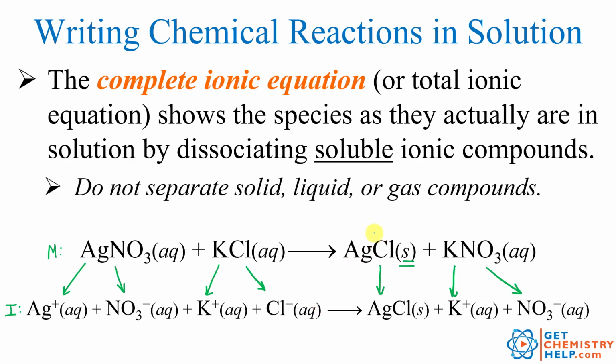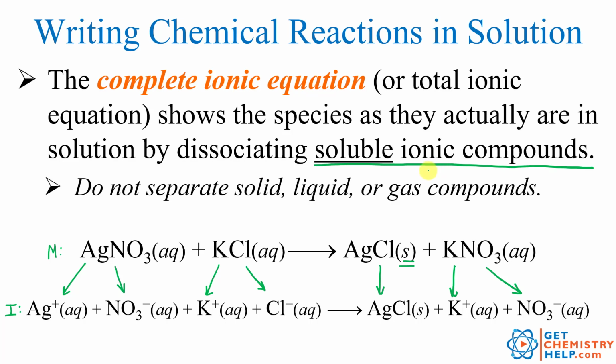Now again, we do not separate solids, liquids, or gases. Those really are a single unit. Those do not dissociate into their individual ions. The only thing you're going to dissociate are soluble ionic compounds. And I'll say that again, soluble ionic compounds. So if it's an ionic compound and it's soluble, which means you write it as aq, then you're going to dissociate those. But this means you do not dissociate molecular or covalent compounds. Those are not formed from ions.